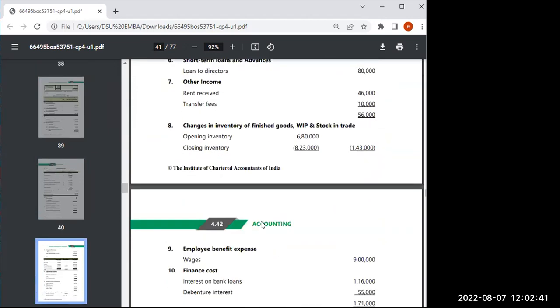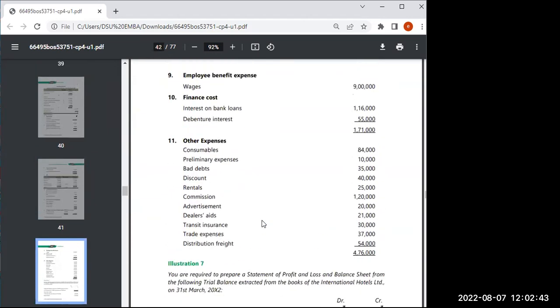Take this note and add it. Other expenses: consumables, preliminary expenses, bad debts, discount allowed, rental expenditure, commission paid, advertisement expenditure paid, dealer's aid, transit insurance, trade expenses, freight on distribution. All these expenses were taken from the trial balance as other expenses. So we added together, that is summing up to 4,76,000.